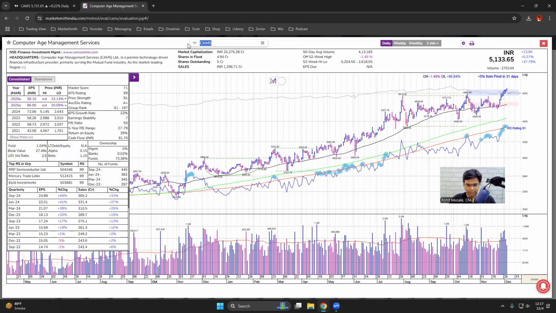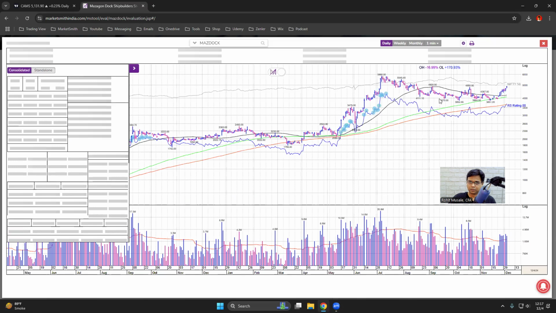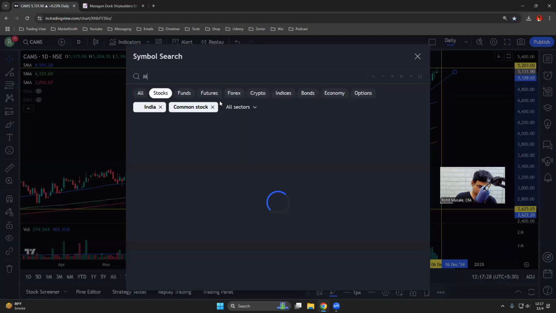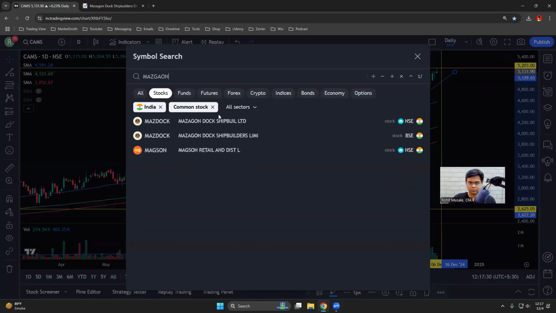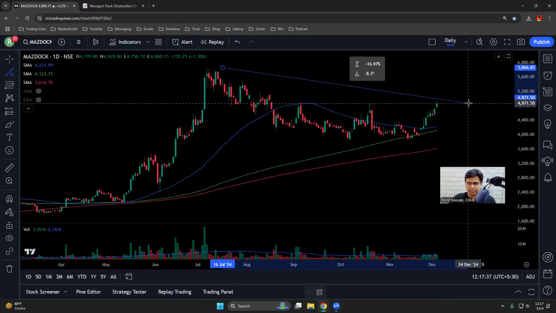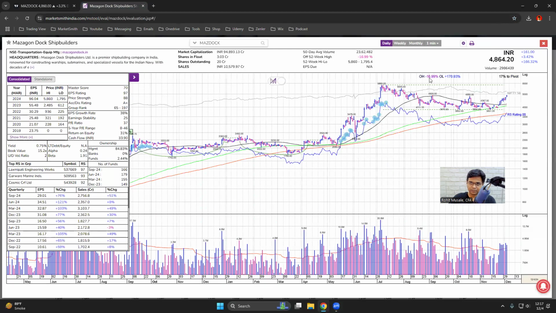Okay, so let's look at Mazagon Docks. So you see it's 17% below the high and 170% above the low. So let's go to Mazagon Dock. So this is the high, right? So let's measure the distance from this high till this closing price. It's 17%, as you can see here. And 170% from the low.